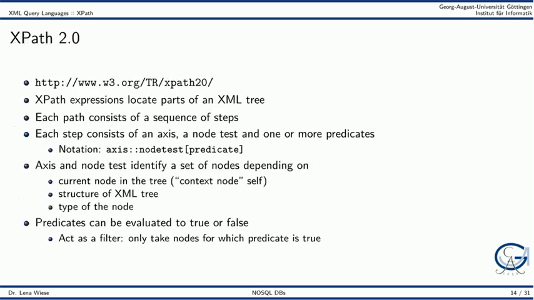With XPath, you can basically navigate in the XML tree to locate parts of it. Each navigation path consists of a sequence of individual steps. Each step consists of a navigation axis, followed by a double colon, then a node test, and one or more predicates in brackets. With a step, we identify a set of nodes, which depends on the current node in the tree, the context node self, as well as the structure of the XML tree and the type of the node. Predicates can be evaluated to true or false. They act as a filter, and we only take those nodes for which the predicate is true.